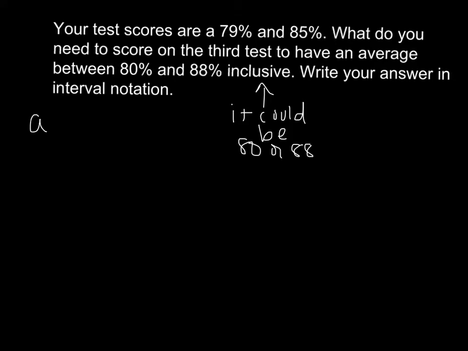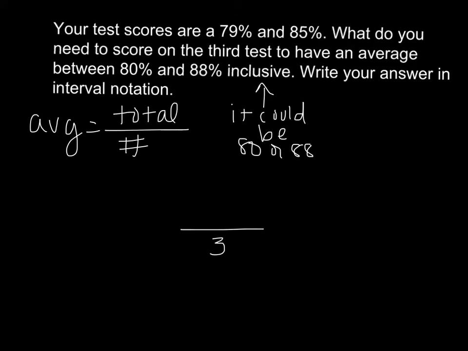Okay, an average. Remember when we find average, we total up the test scores and divide by the total number there is. So in this case, we're going to have three tests when we're done. So 3 is going to be the bottom number, and our test scores so far are 79, 85, and our third one we don't know yet, so that's where we use our variable of x. Okay, and we divide that by 3 because there's going to be 3 tests.